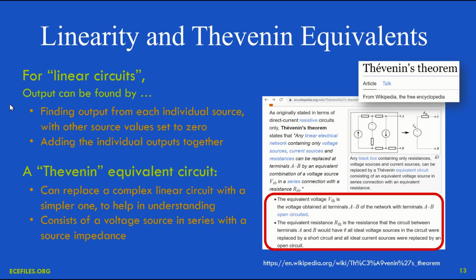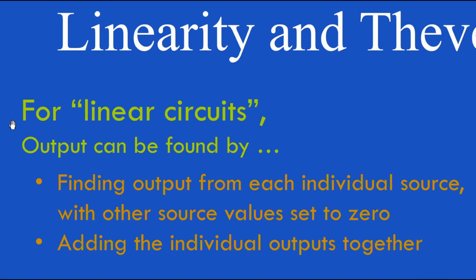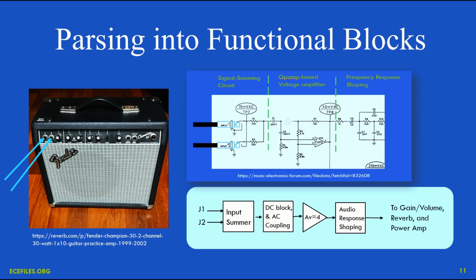Well, that's the basic concept of linearity. For what are called linear circuits, the output, the total output, can be found by, number one, finding the output from each individual source, with the other source values set to 0. So in our example circuit, we have two signals coming in. Now think of each one of these as a voltage source to ground, because what gets plugged in here is the guitar, and the guitar has a pickup, and that pickup outputs a voltage.